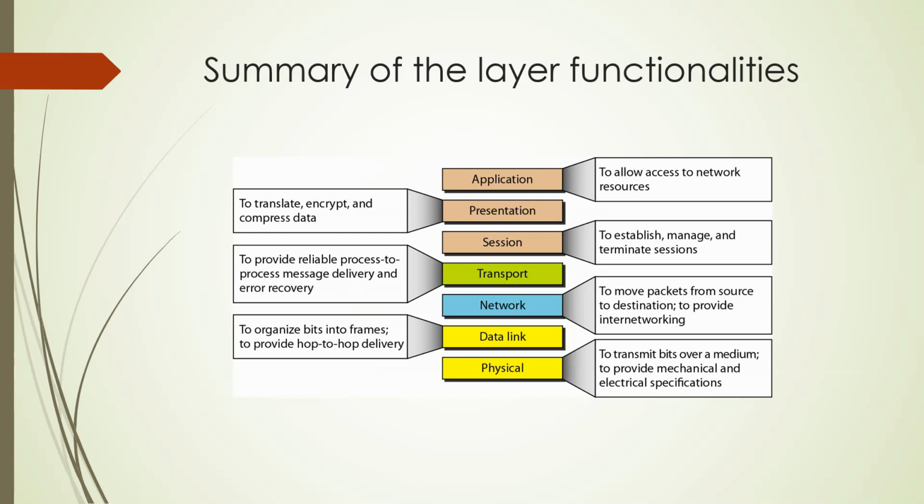The data link layer, what will it do? It will organize bits into frames and provide hop to hop delivery. Similarly, the network layer, what will it do? It will move packets from the source to the destination and will provide what? Inter-networking. Similarly, we have the transport layer that provides reliable process to process message delivery and error recovery. Then we have the session layer that is used to establish, manage and terminate sessions, which we discussed earlier with the example of a bank internet banking website. And then we have the presentation layer that is used to translate, encrypt and compress the data. And lastly, we have the application layer that allows access to the network resources.